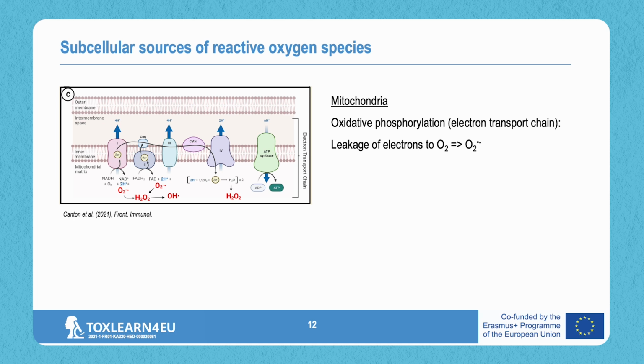If we look into the mitochondria, as mentioned before, we need oxygen because we have the cellular respiration. But if we dive into the electron transport chain, electrons are transferred from one complex to another, and we face leakages at certain complexes to oxygen, leading to the production of superoxide.